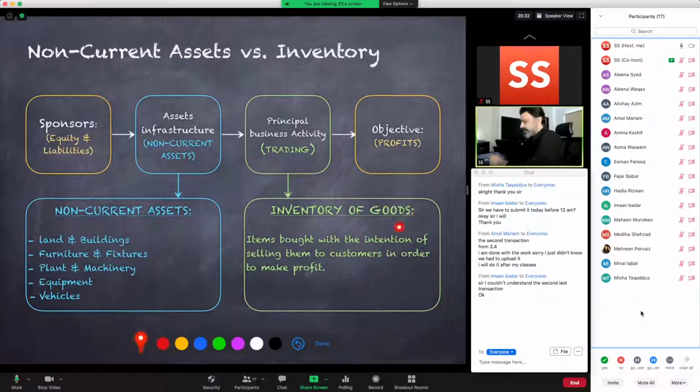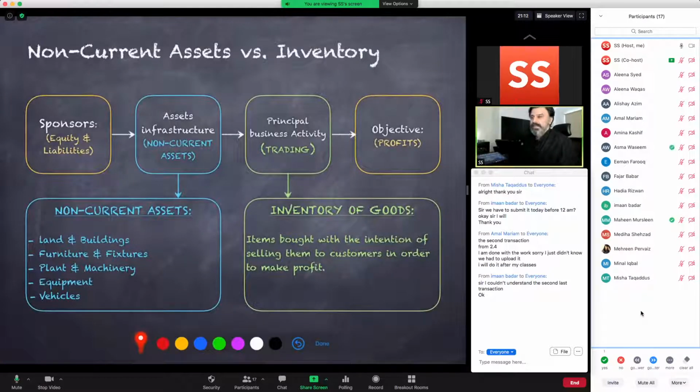The inventory of goods is bought with the intention of not keeping it. We want to keep it in as new a condition as possible, and then we will sell it as soon as we get an opportunity to a potential customer. So inventory of goods is not to be held back in our business. We want to get rid of this inventory as soon as possible. So we buy the inventory of goods, we find a potential customer and we sell it. But we do not buy land and buildings and furniture and fixtures and plant and machinery and equipment to sell them again. So we understand the fundamental difference here. Inventory of goods versus the non-current assets.